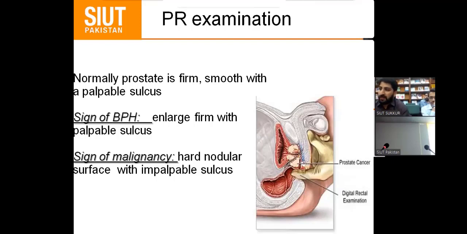Normal prostate is firm, smooth with palpable sulcus. The signs of BPH during DRE are an enlarged, firm prostate with palpable sulcus, and the signs of malignancy are a hard, nodular surface with impalpable sulcus.